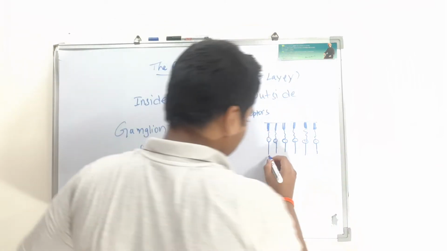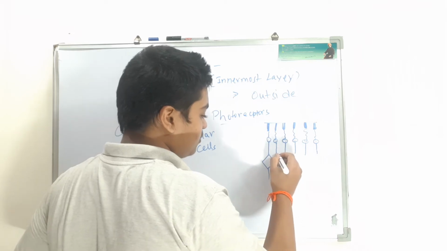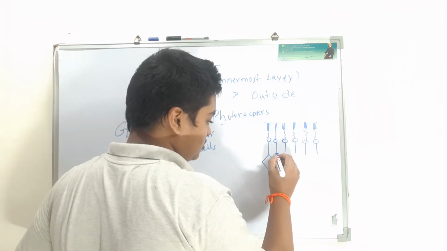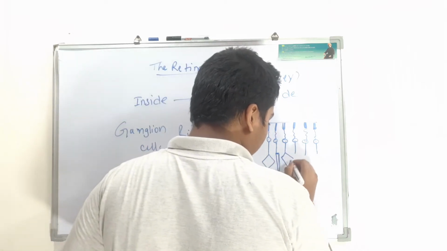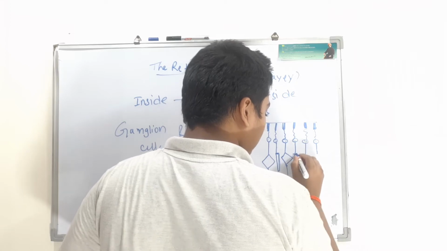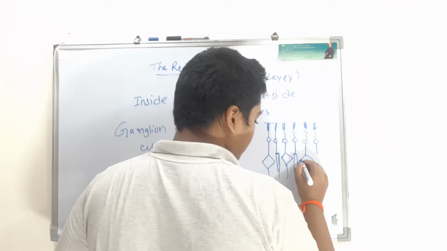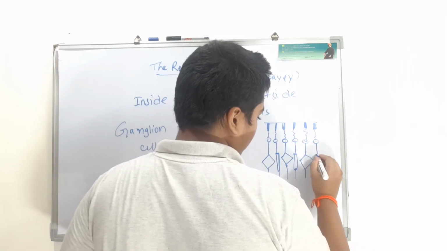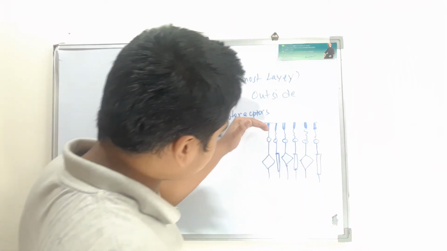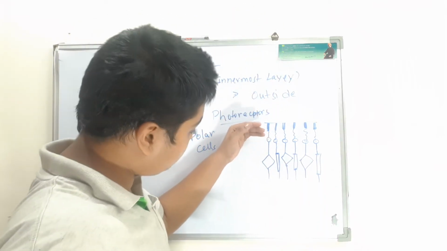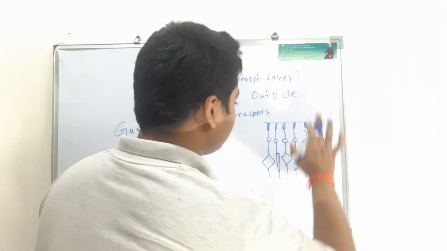Now see this. I am showing you cones first of all. These are your cones. Here let us draw rods. Rod shaped, cone shaped, rod shaped, cone shaped. They can be in any pattern; I am following this alternate pattern. So see, ganglion cells, bipolar neurons, photoreceptors, cone shaped and rod shaped.